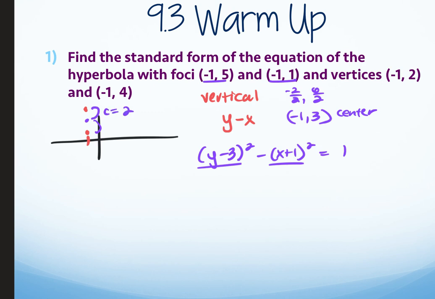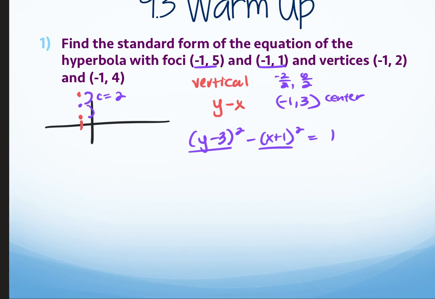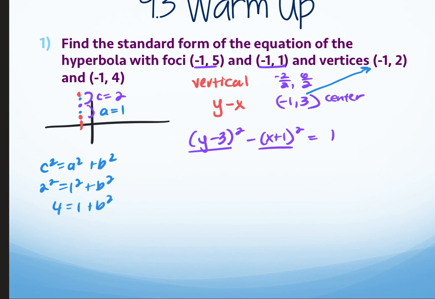Then the second piece of information that it gives you is the vertices, negative 1, 2 and negative 1, 4. So from my center, which is negative 1, 3, to either negative 1, 2 or negative 1, 4, it tells you you're going up and down what? 1. So A is 1. And C squared equals A squared plus B squared for a hyperbola. So 2 squared would equal 1 squared plus B squared. 4 equals 1 plus B squared, and B squared is 3.